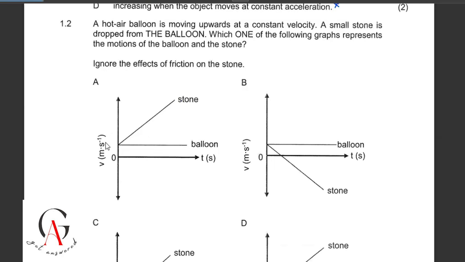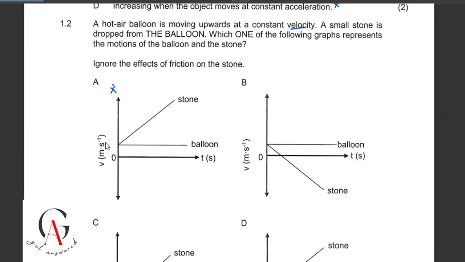Then 1.2, a hot air balloon is moving upwards at a constant velocity. A small stone is dropped from the balloon. Which one of the following represents the graphs? So if we were to look at the stone, it cannot be in option A. Why? Because the stone is momentarily going to move up in the direction of the balloon, reaches a maximum height, and then drops down. So the stone is going to be like a projectile.